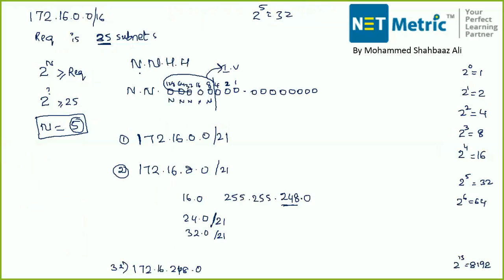Here also the requirement is 25. You will never get 25. You will get 32. You will use 25 to give to the customer, and the remaining will be given to another customer.